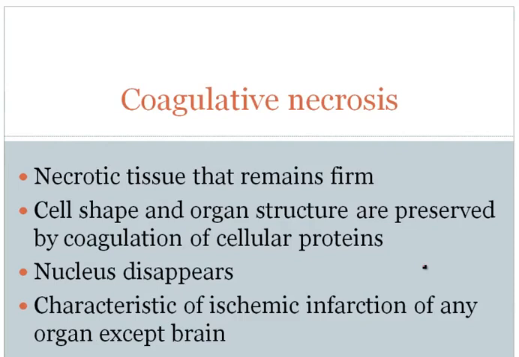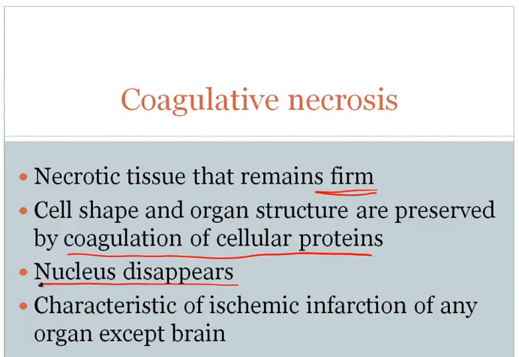The tissue sort of coagulates, or why don't we say the cellular proteins actually coagulate, so that the cells retain their shape and the organ structure is preserved. So otherwise stated, the tissue dies. However, the general structure of the tissue remains, and if we were to look at the tissue on a microscopic slide, we would see that the cells are present and the architecture of the cells is present, however the nuclei have disappeared. And so that's what we say here. The tissue remains firm, there's coagulation of cellular proteins, however the nucleus disappears.